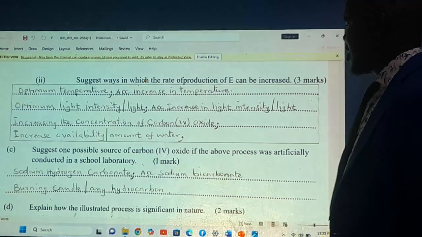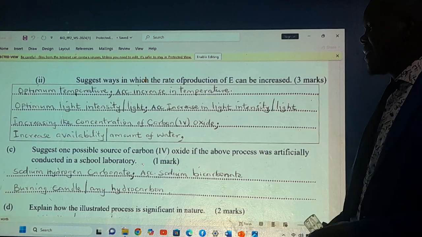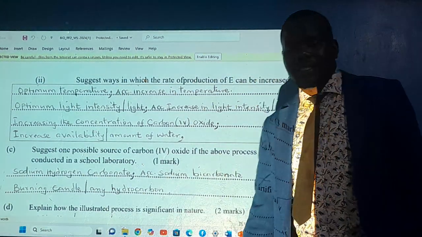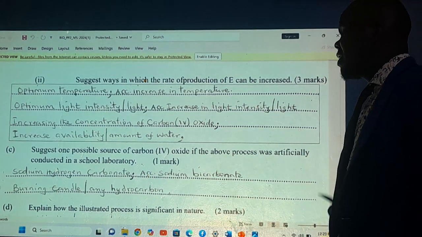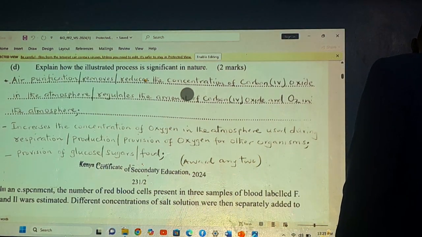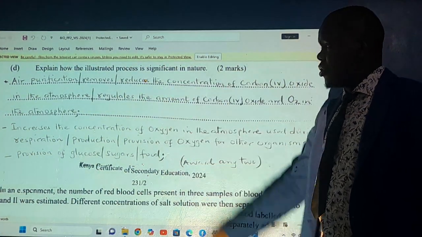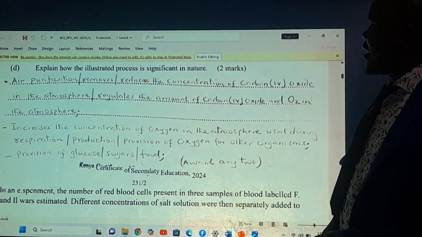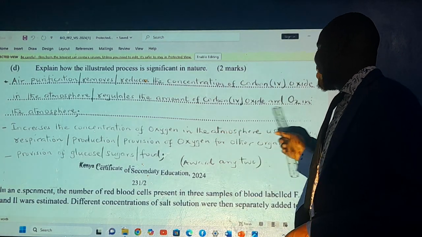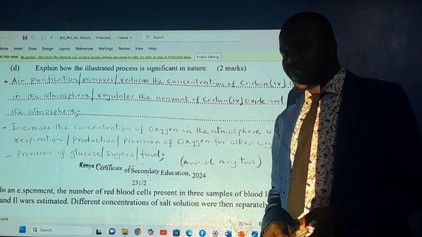Then the next one is: explain how the illustrated process is significant in nature. The significance of photosynthesis is that it is a purifier in our ecosystem. Number 1 is air purification. It removes or reduces the concentration of carbon dioxide in the atmosphere, which regulates the amount of carbon dioxide and oxygen in the atmosphere. You speak about purification.